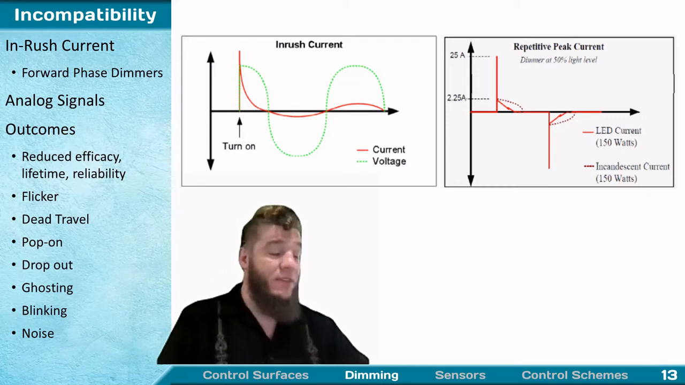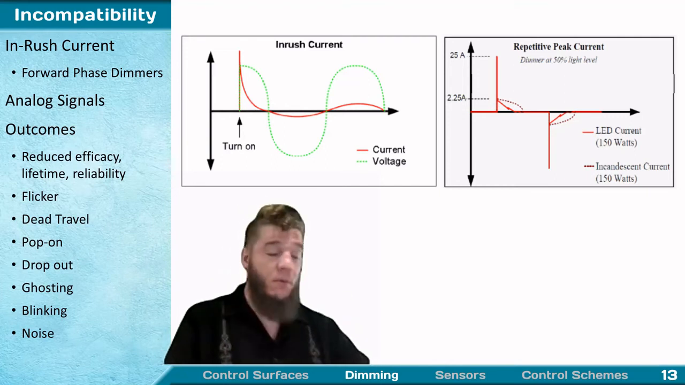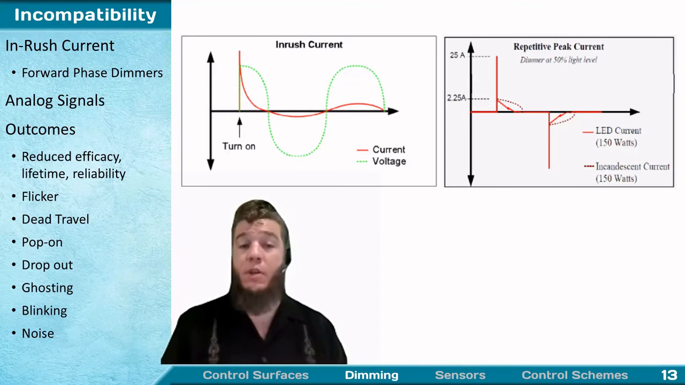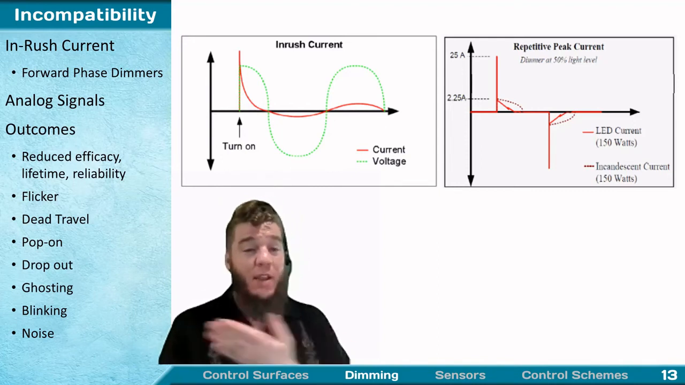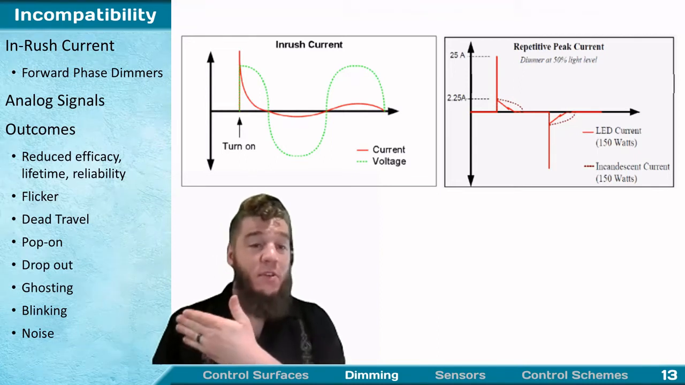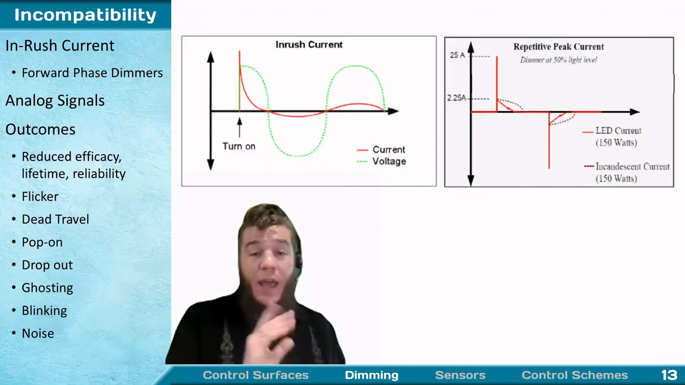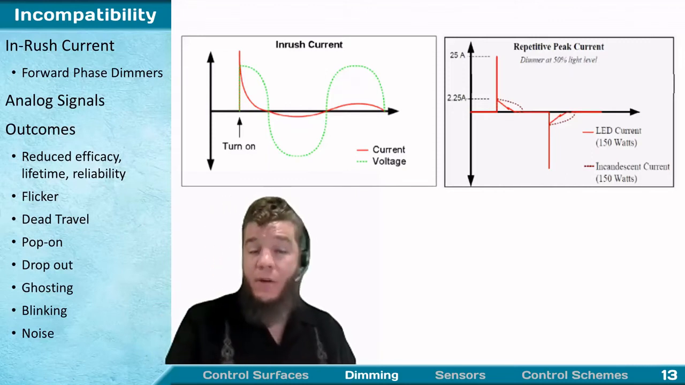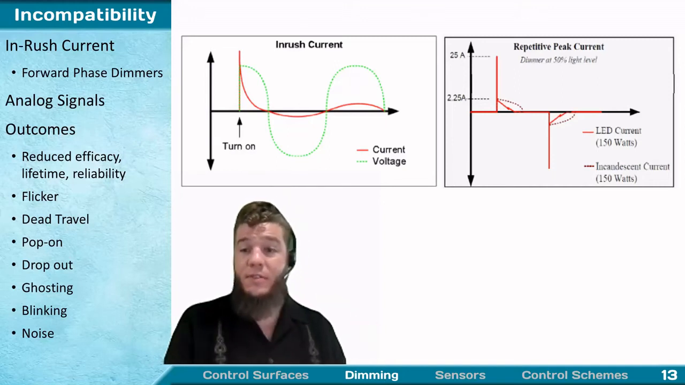Compatibility in dimming is becoming less of an issue as essentially everything is transitioning to reverse phase. But in retrofit situations, it's still a real concern. And even with the right type of dimmer, you still have a variety of weird behaviors, because you might not get ghosting and blinking like that poor little bastard had. However, you still get pop on, drop out, and dead travel on a variety of analog dimming devices.